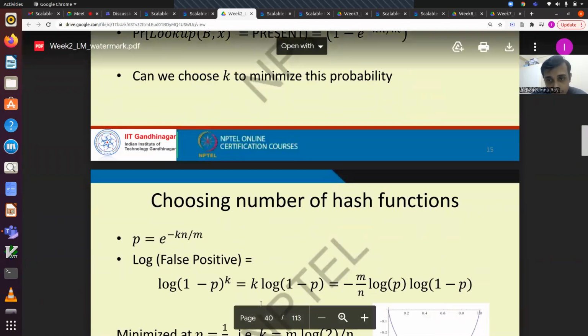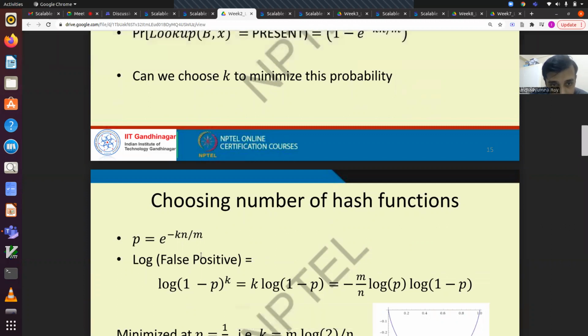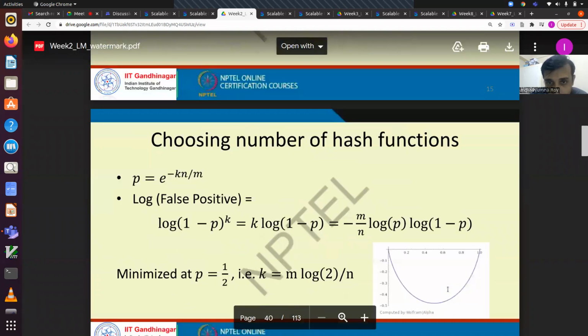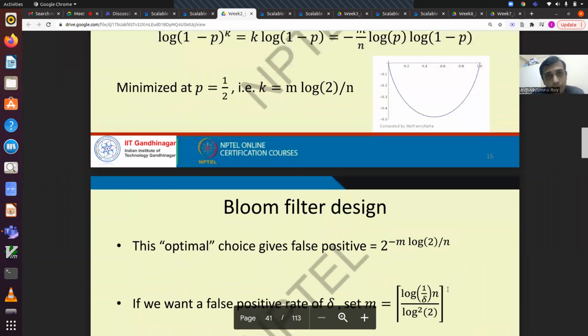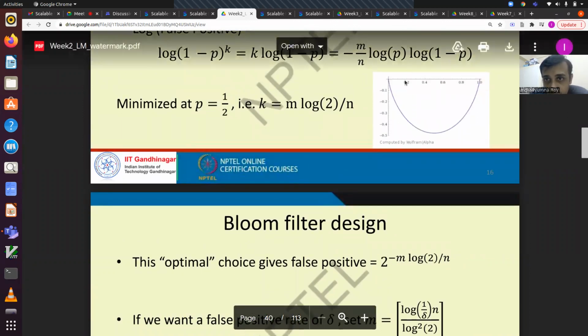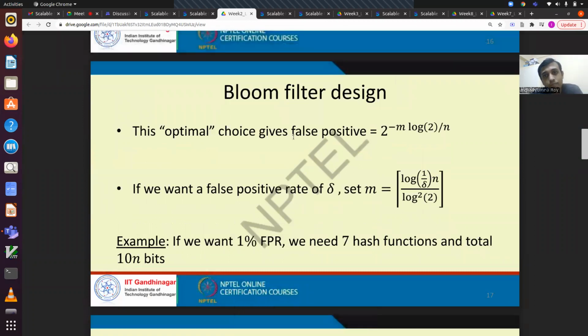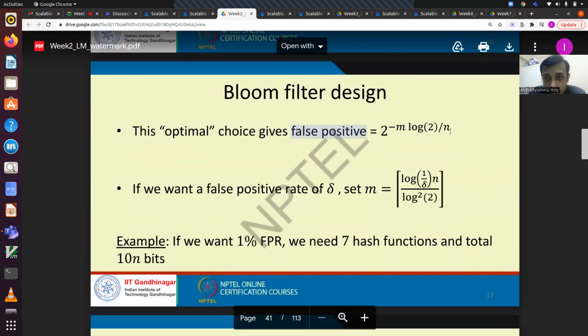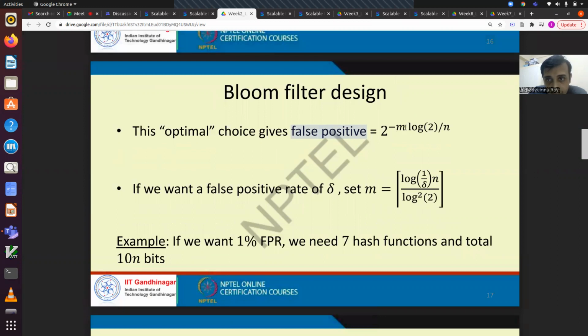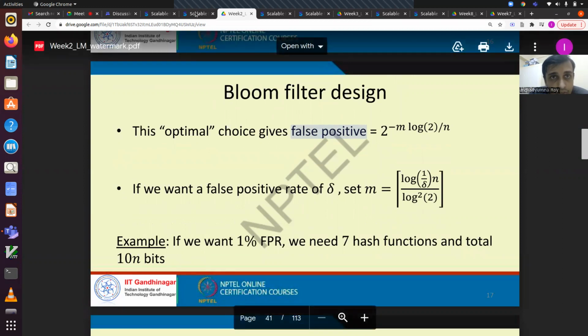So this false positive rate is (1 minus p) to the power k, which is log of p and log of 1 minus p. Okay, got it. And then the minimum comes at this position and the optimal choice is this. So this is the false positive rate, right? And this is m and n. And we remember that it is ln, so log base e. Yes.